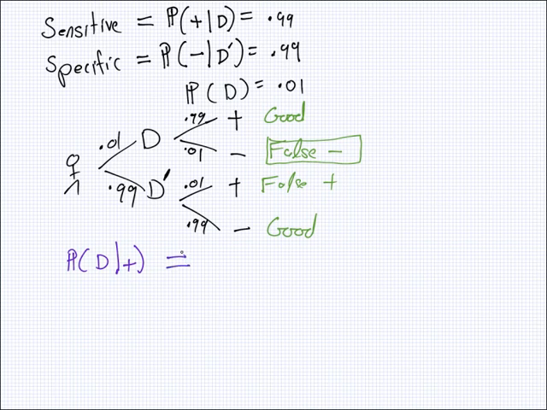Now you understand that this is really the number you want to know. The doctor says to you, you have a positive test result. You want to know how likely it is you have the disease. So you can calculate it now.